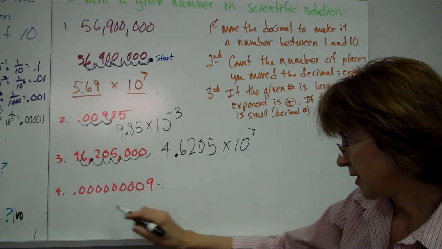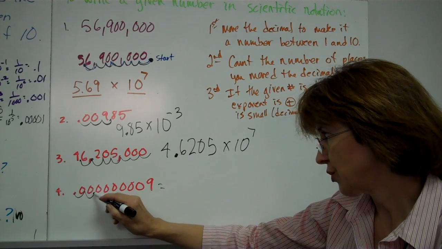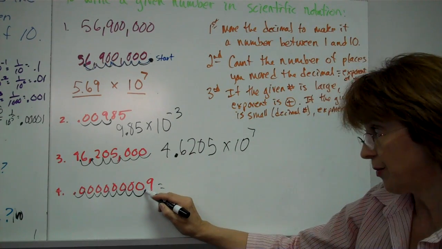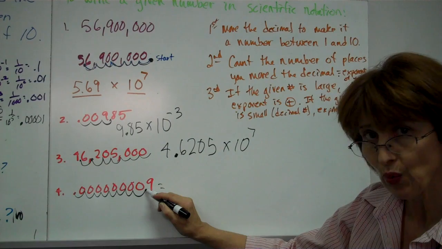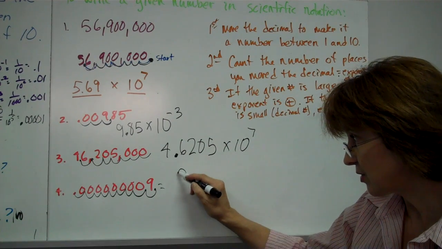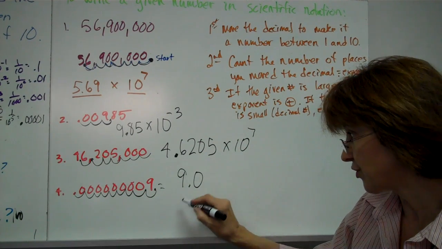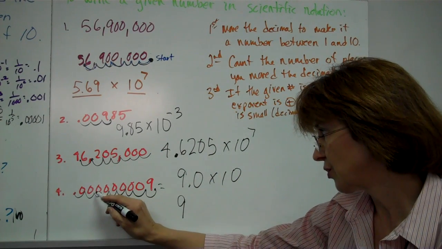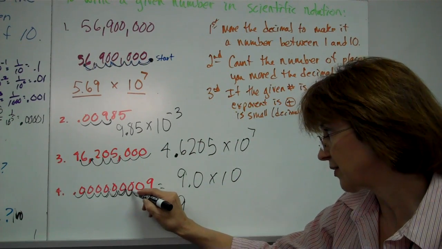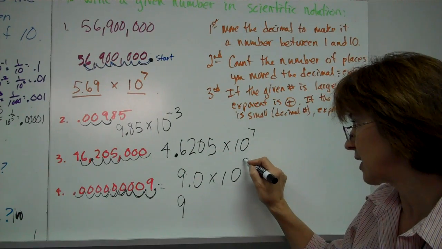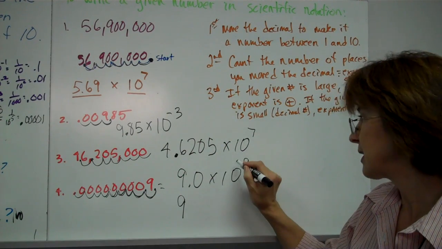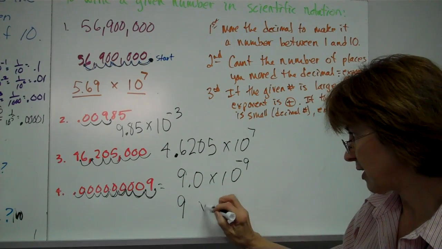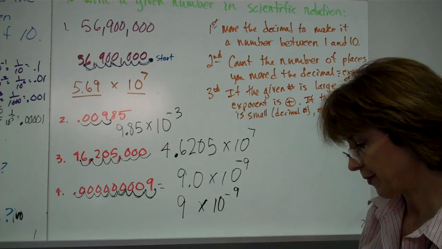Okay, this number, let's see, I got to move it 1, 2, 3, 4, 5, 6, 7, 8. Is that a number between 1 and 10? No. So I got to move it 9 places. So it's 9.0, you could say, or just plain 9, times 10. Was that 9 places? 1, 2, 3, 4, 5, 6, 7, 8, 9 places. So it's 10 to the 9th or 10 to the negative 9th? 10 to the negative 9th, because that was really, really small. So you could just say 9 times 10 to the negative 9th. Okay?